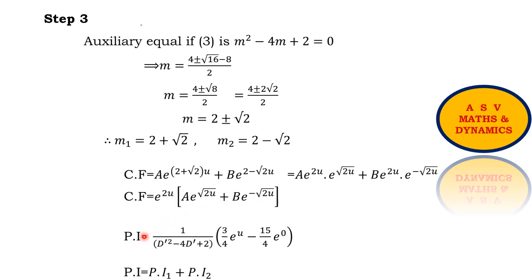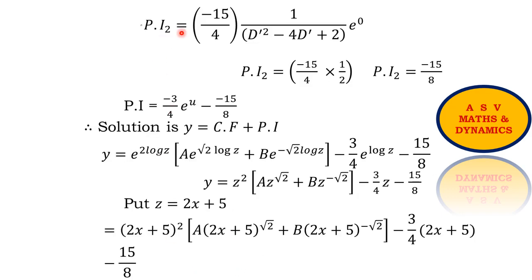Now we want to find the particular integral. The particular integral comes from the right side values. What is our right side value? It is 3 over e power u minus 15 by 4 e power 0. So here this is PI1 and this is PI2. We can find PI1 and PI2, so let me write it here.